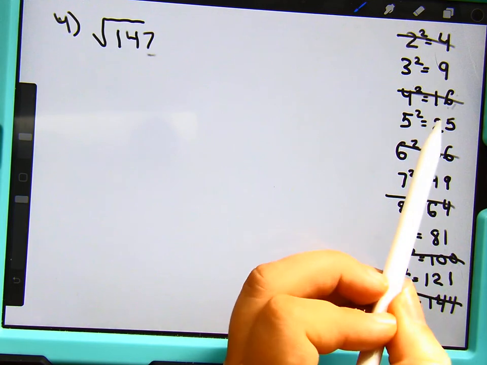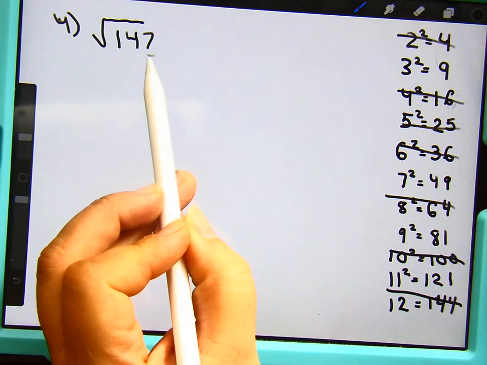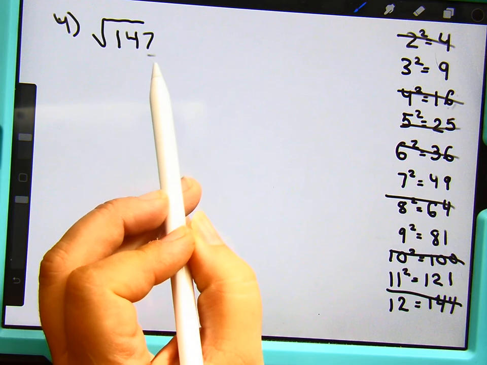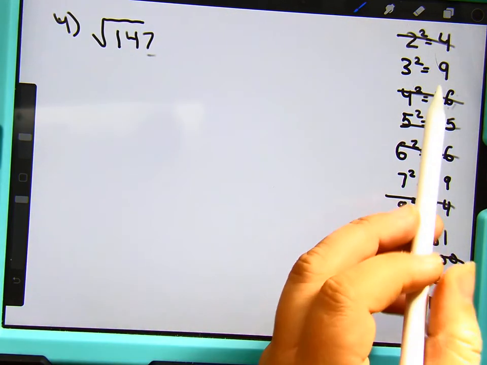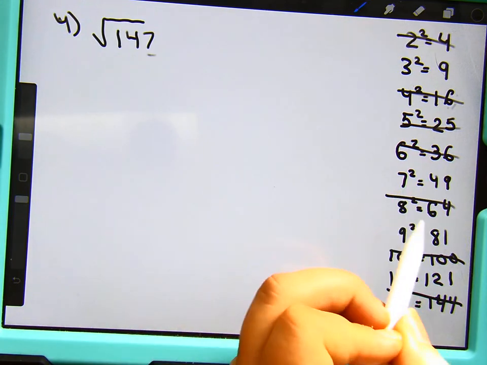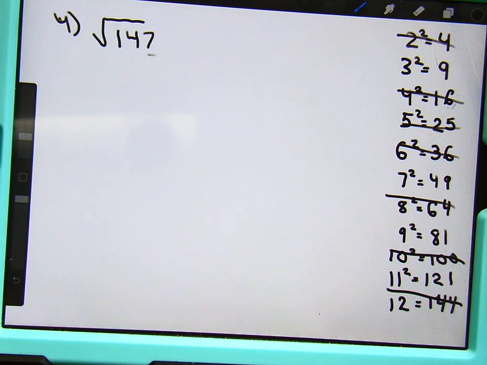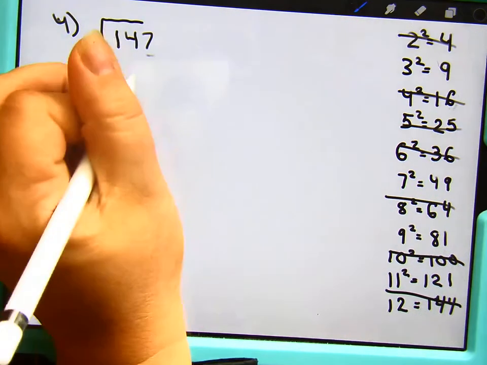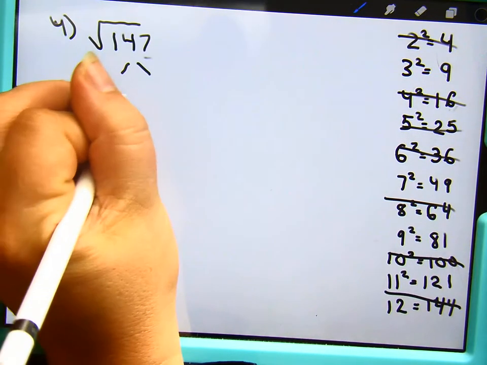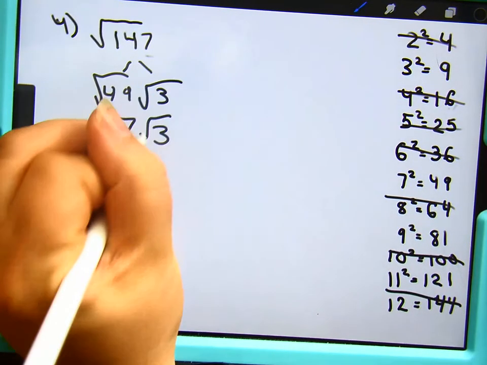So I get 9. 5 can't go into it because of the fact that it doesn't end with a 5, so that's not going to be a factor of it. And 9's on the small side considering how big this is. So these are what I'm kind of left with. So I'm going to start with 49. So 147 divided by 49, and I get 3. 7 square root 3. Done.